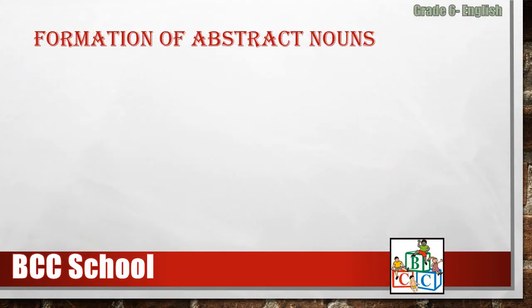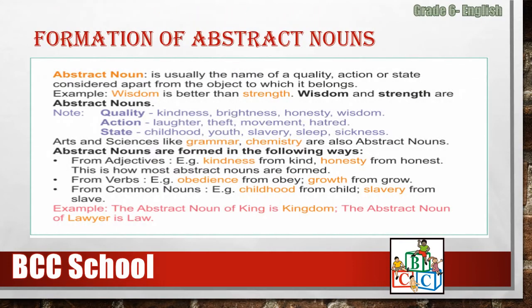The formation of abstract nouns. There are examples given to you on abstract nouns from quality, such as kindness, brightness, honesty, wisdom. From action: laughter, theft, movement, hatred. State: childhood, youth, slavery, sleep, and sickness.